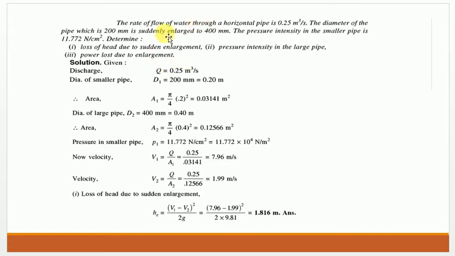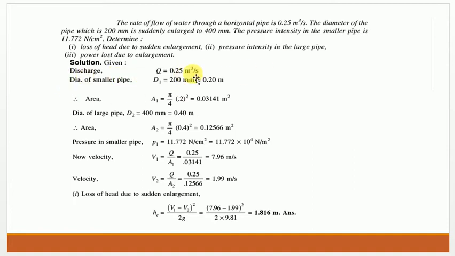So here we have a sudden expansion. The pipe suddenly enlarges from 200 mm to 400 mm. Due to this sudden enlargement, what will be the loss of head and what will be the power loss due to this enlargement? Also we're going to find the pressure intensity in the larger pipe. From the smaller pipe to the larger pipe, there will be some difference in pressure, right? So we're going to find out the head loss due to sudden enlargement, pressure intensity and power loss due to sudden enlargement.